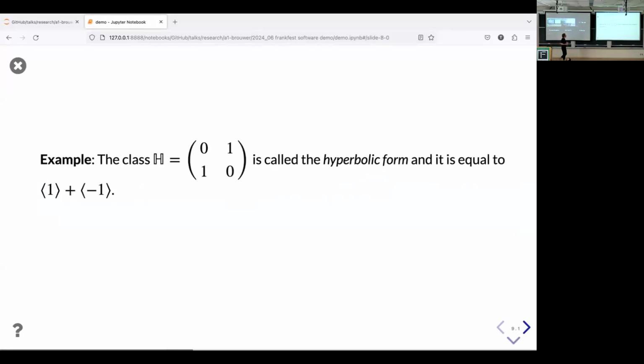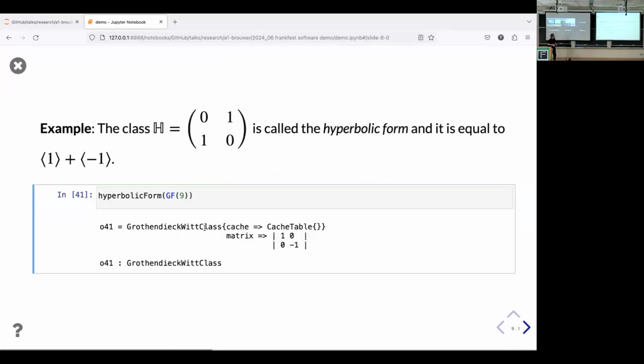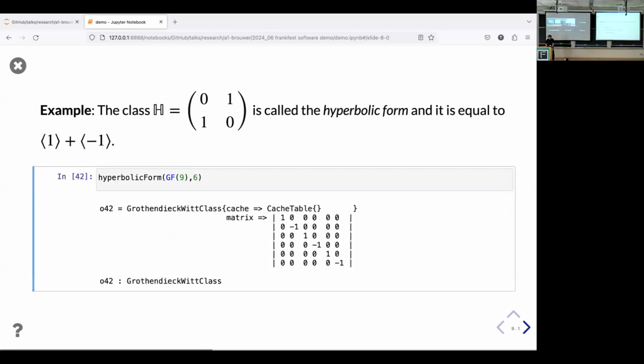OK, so here's a famous example of a quadratic form or a symmetric bilinear form. This is called the hyperbolic form. And if you diagonalize it, it's equal to 1 plus minus 1. So it's congruent to the matrix 1, 0, 0, minus 1. And we can build this sort of thing over a field that we want. So here we have a finite field, and I can build a hyperbolic form. This gives me a class in Grothendieck-Witt. And if I wanted, instead of a 2-dimensional one, let's say 3 copies of them, I could specify some sort of dimension in a second variable and get something like that.